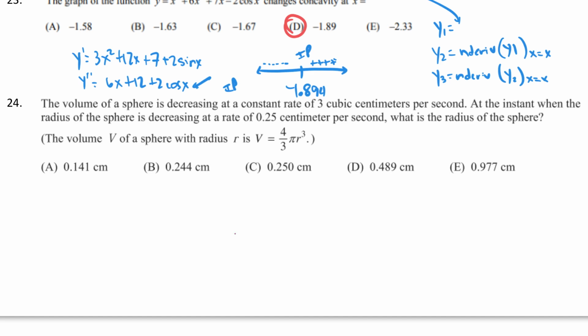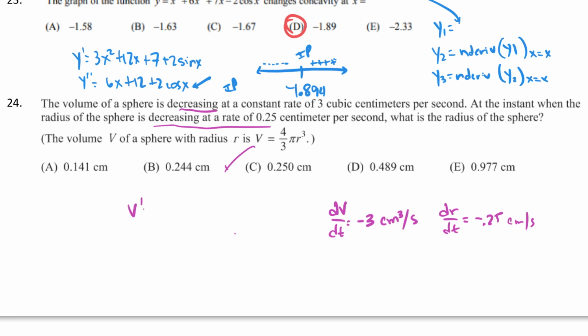So I need a dV/dt in this case, and they told me it's decreasing. So dV/dt, they told me, is negative 3 cubic centimeters per second. At the instant when the radius is decreasing, they told me dr/dt is negative as well, 0.25, in this case centimeters per second. And I have a volume equation, so let's take the derivative of that. So V prime, my dV/dt, is going to be 4 pi r squared dr/dt.